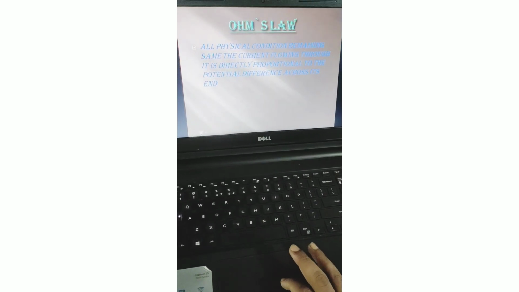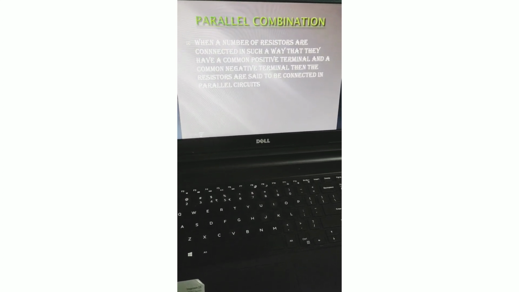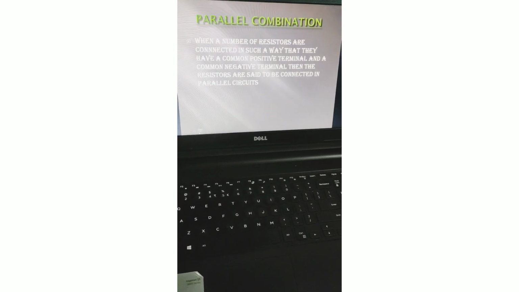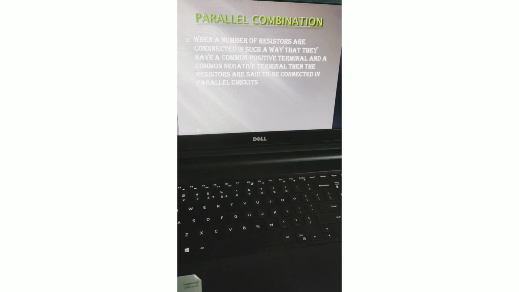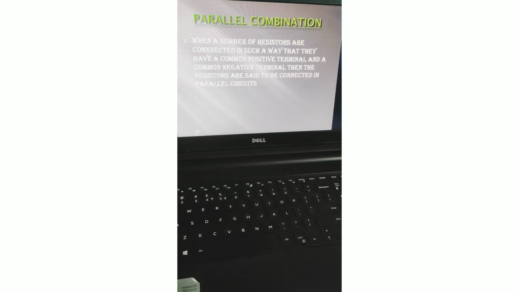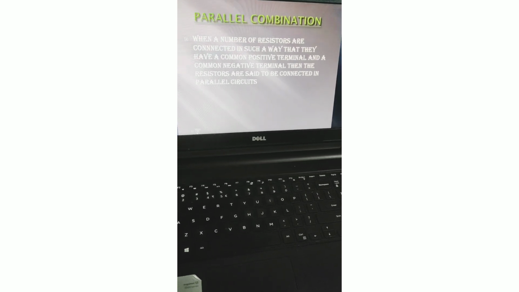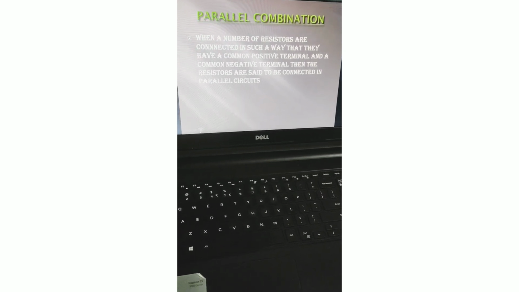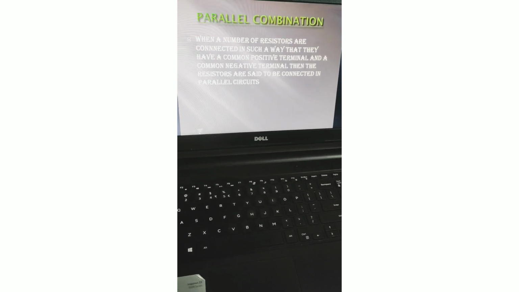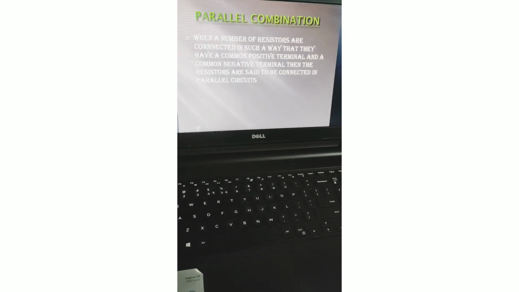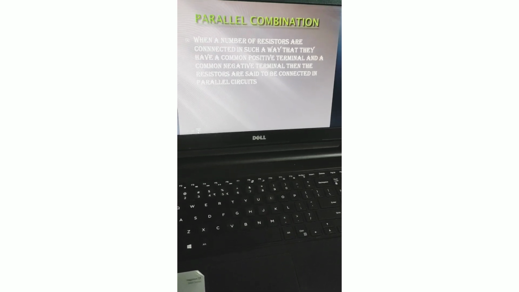Alright student, now since we have already learned about series combination, next we have to study parallel combination. In simple words, a parallel combination is a combination in which the current gets split. That means the current will be divided. Not like in series combination, where the same current flows throughout the resistors; in parallel combination, the current will be split. The definition is: when a number of resistors are connected in such a way that they have a common positive terminal and a common negative terminal, then the resistors are said to be connected in a parallel circuit.